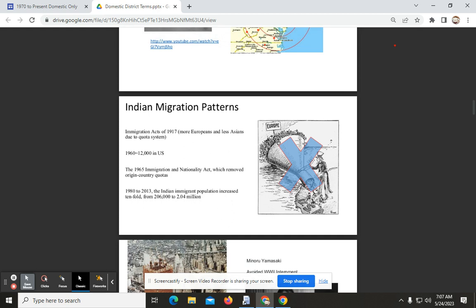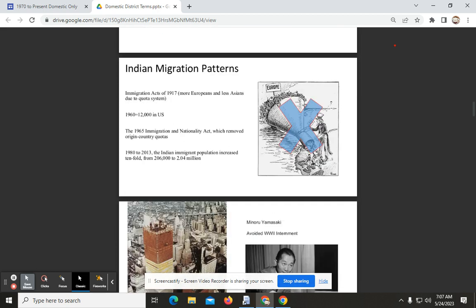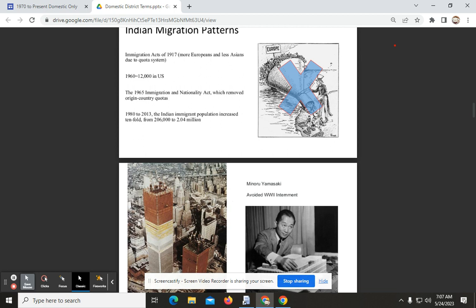In the 1970s and 1980s, we start to see an increase of Asian migration. During the 1920s, we looked at this political cartoon. And what's going on here is that there's a lot of migration coming to the United States. And here we see 3%.